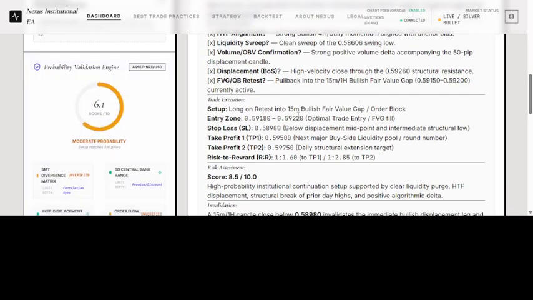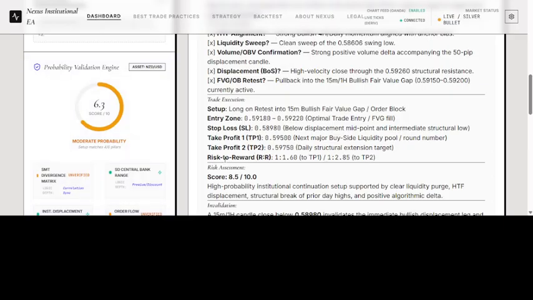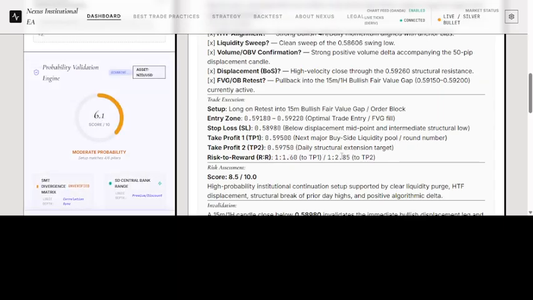So it gives us the entry zone and it also gives us our stop loss, take profit target one, take profit target two, along with the risk to reward ratio. On the take profit one target it's 1 to 1.6. For the take profit target two, it's 1 to 2.85.